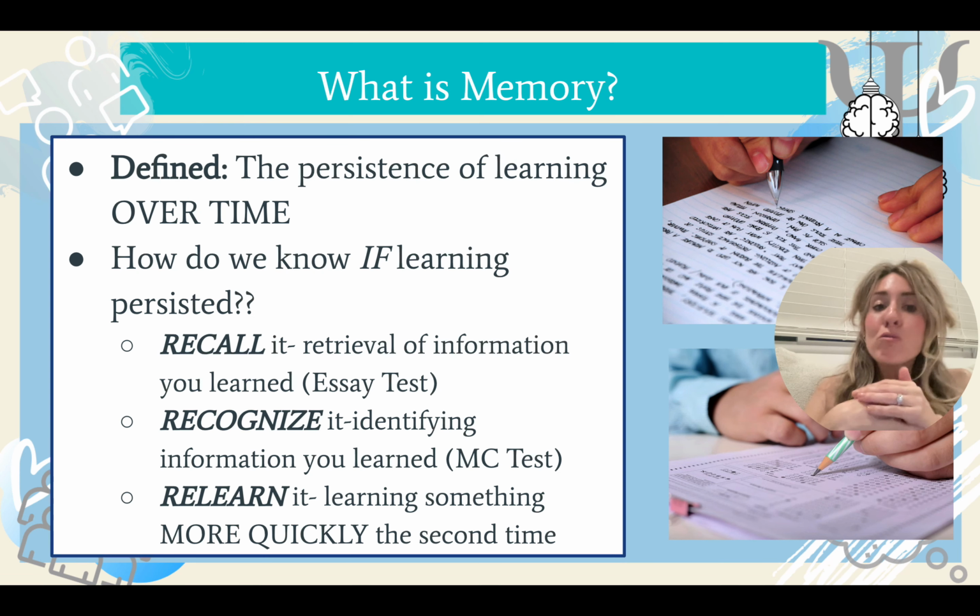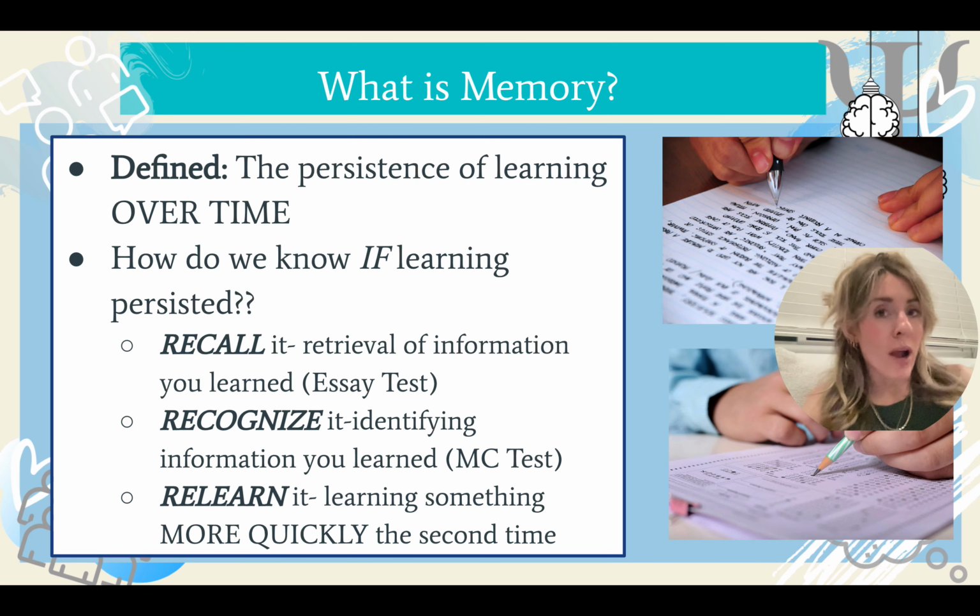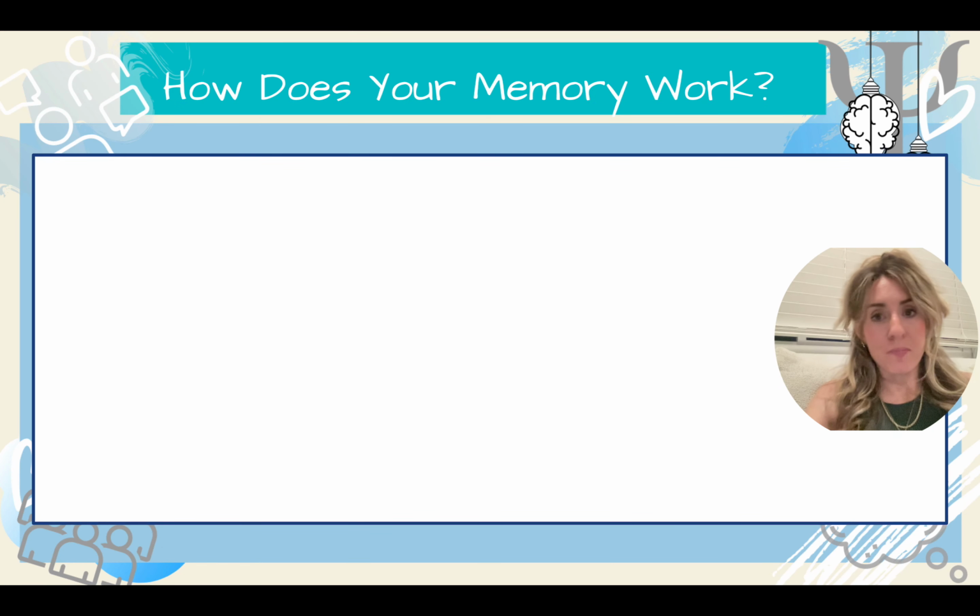Or we also know that learning or memory happened if when you try to relearn something, you learn it more quickly the second time. So for example, I took Spanish in high school. I didn't take Spanish in college or after college. But now when I sit down to work on my Spanish, I pick up things much more quickly than if I was having to relearn it or having to learn it the first time, right? So those three things tell psychologists that learning and memory were persistent at some point in time.